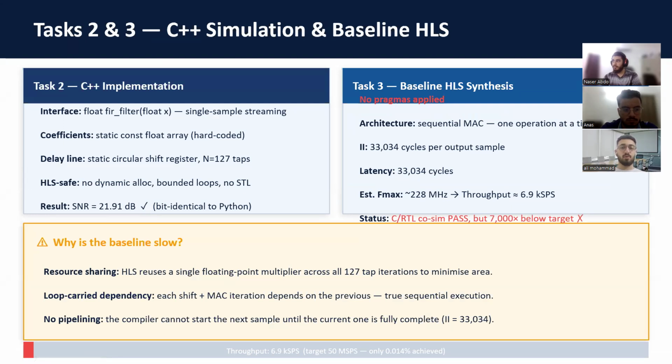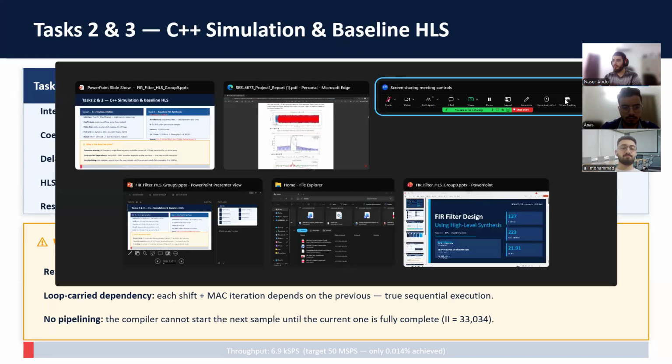So for the C++ part, we then rewrote the filter in C++ in a way that HLS tools can understand: single sample at a time, no dynamic memory, bounded loops. SNR stayed at around 21.91 dB, matching the Python, or almost similar to the Python. Back to the report, please.